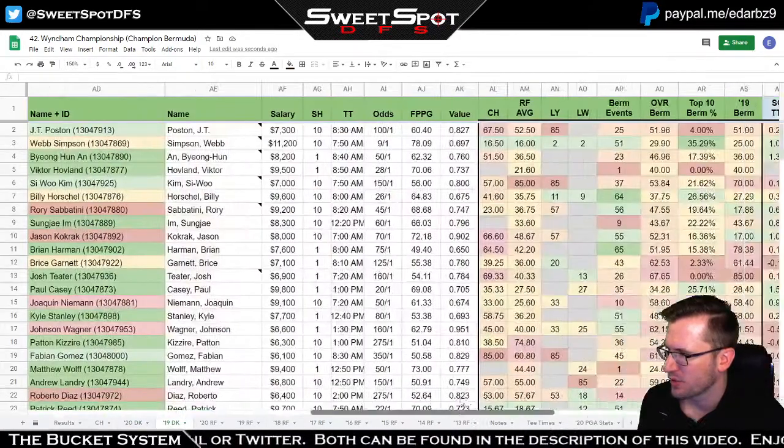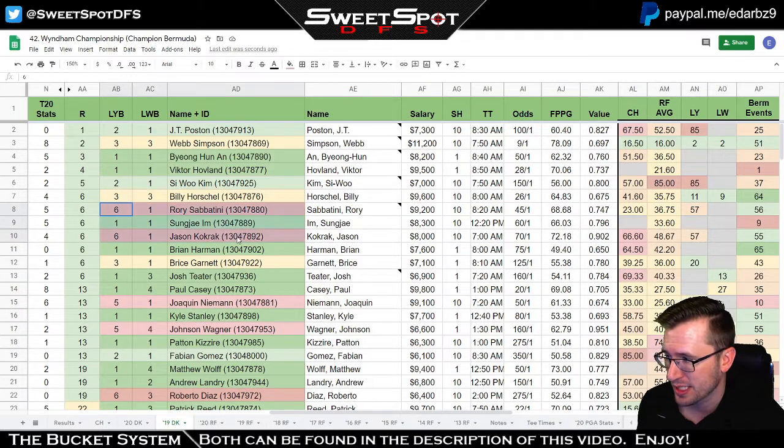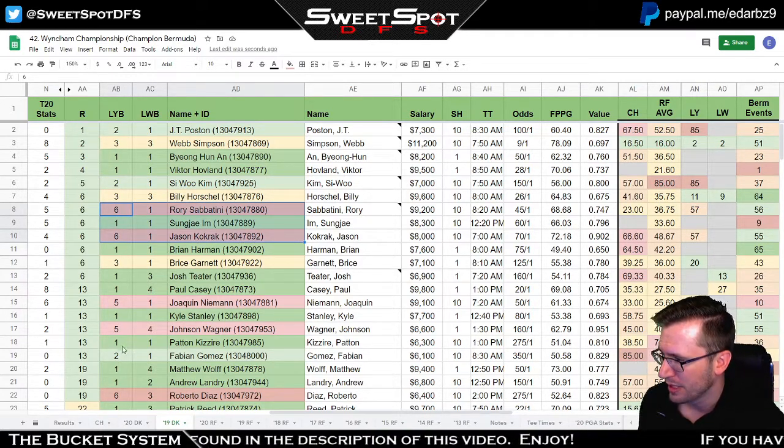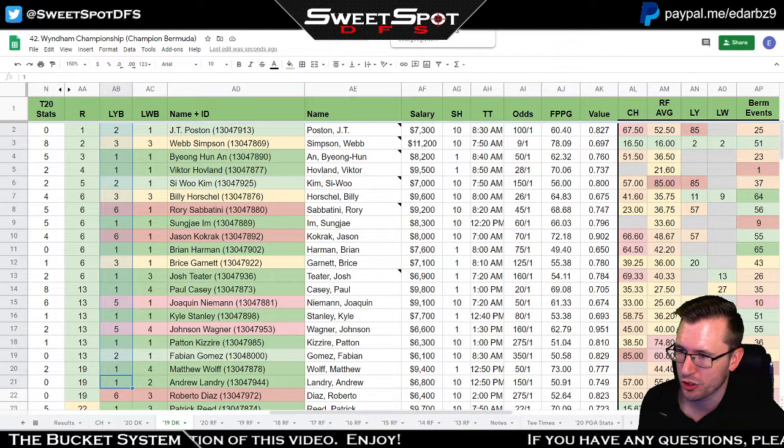I don't have this sorted out, but you see 2s, 1s, and 3s. Got a few 6s, not inside the top 5, but they still showed up. But it's heavily dominated by last year 1s. And that would be the Wyndham Championship.